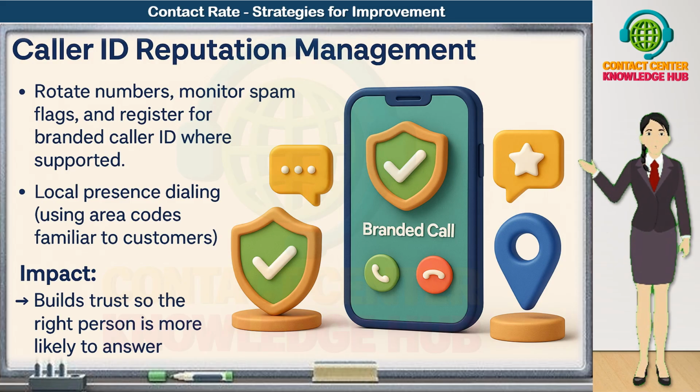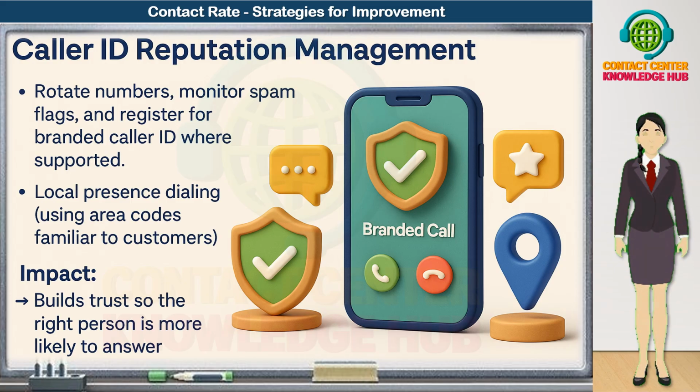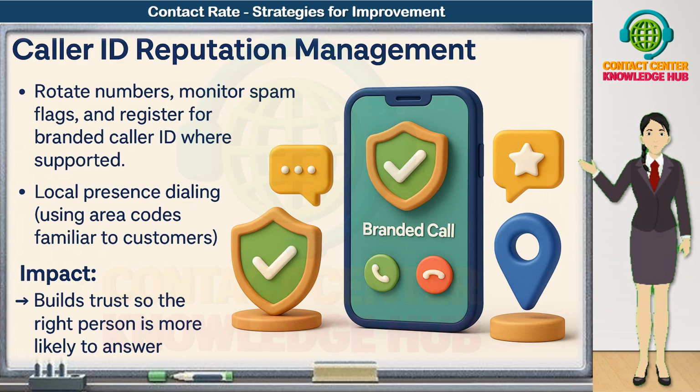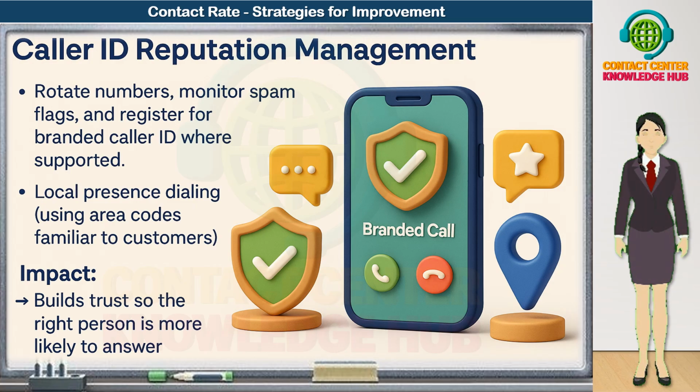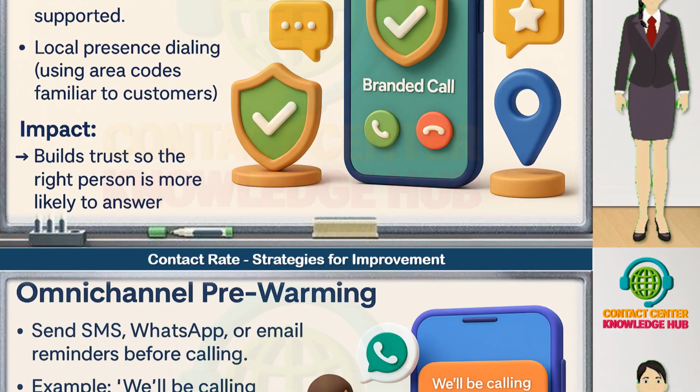You can also use local presence dialing, which displays a number with an area code familiar to the customer. This small touch instantly boosts credibility and trust, increasing the likelihood of a real conversation. Impact: strong caller ID reputation and local presence dialing build trust and recognition, so the right person is more likely to answer, driving higher right-party contact rates and better campaign outcomes.